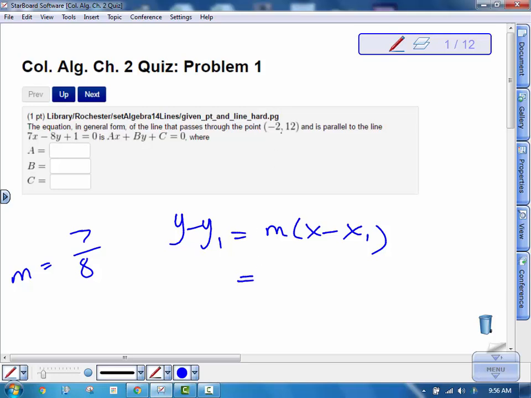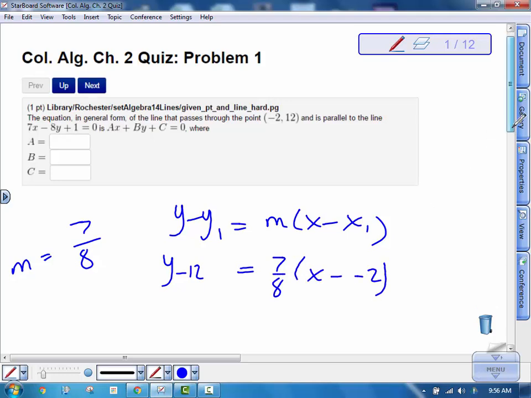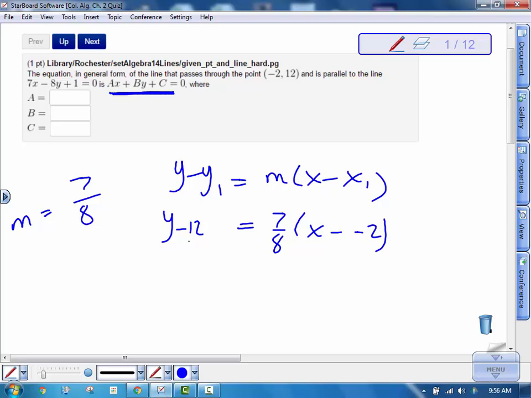And here's my point, x1, y1. So it'll be y minus 12 equals 7/8 times x minus negative 2. Now, it wants the answer in this form. So this is my answer. This is a line right here. It's the line I want, but it wants it in this form. So I'm going to do double negatives go positive. I'm going to distribute. So that gives me 7x over 8 plus 14 over 8, which I can simplify to 7 over 4.